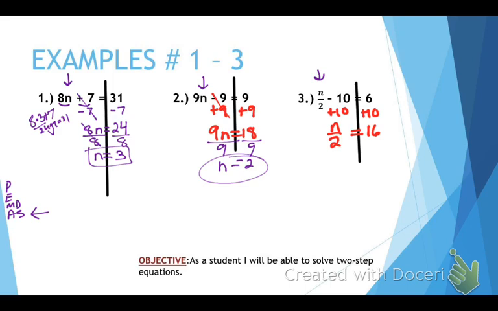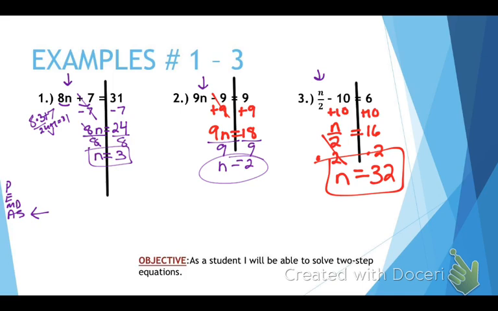Now, we have n divided by 2. How do we get rid of division? Well, we do the opposite operation, which is multiplying by 2. So we're going to multiply both sides by 2. And that's going to give us n, because this is going to go away. n is going to drop down. 16 times 2 is 32. And you should check it. 32 divided by 2 is 16, and 16 minus 10 is 6. All right, there you go. Those are your first 3.